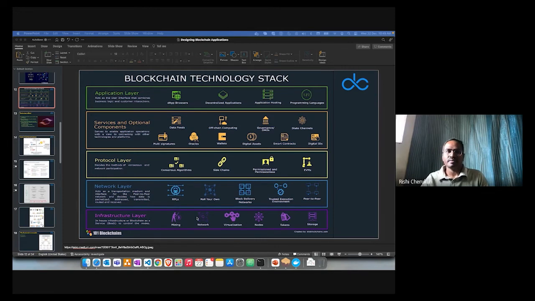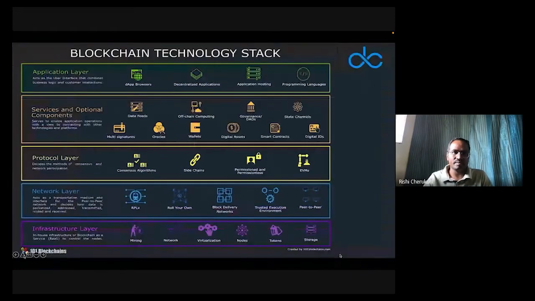Okay, so let's move on, unless there are any questions, in terms of a blockchain technology stack. This is a slide borrowed from 101 Blockchains. What it is talking about here is there is an application layer where you have all your distributed application browsers, your distributed applications, application hosting and all of that.